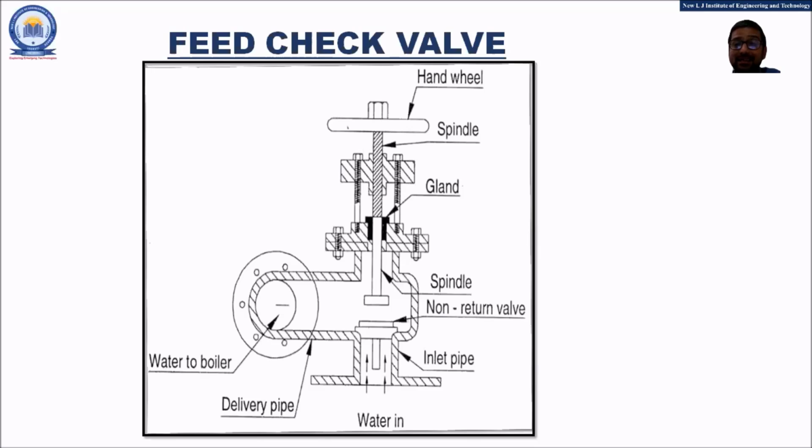Remember friends, the technical difference between the steam stop valve and the feed check valve is that in the steam stop valve, the valve has an additional valve seat. The valve is connected with the spindle. But in the feed check valve, the spindle is different and the valve is different. So these are the most important technical differences in the design of the steam stop valve and the feed check valve.